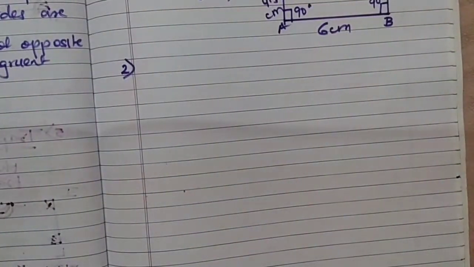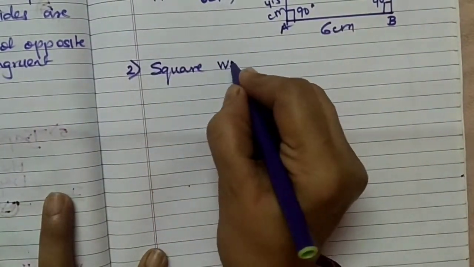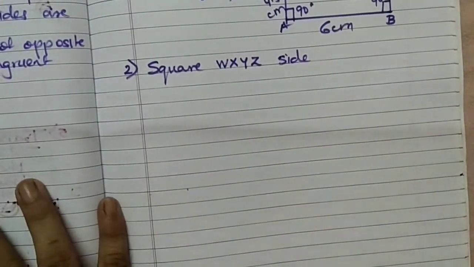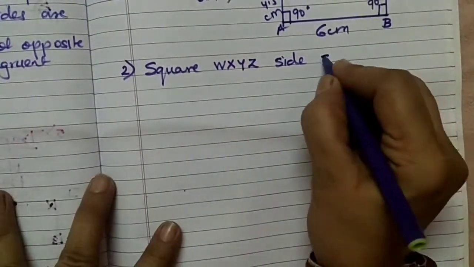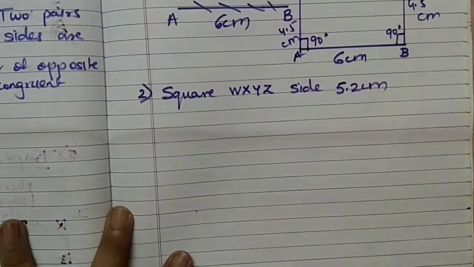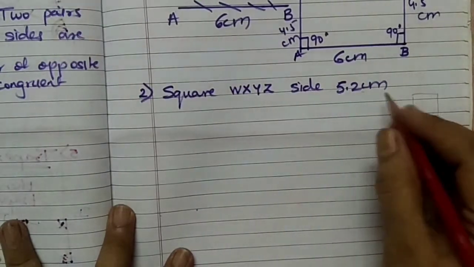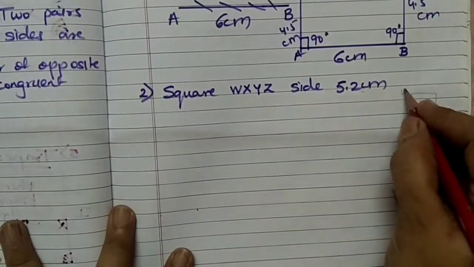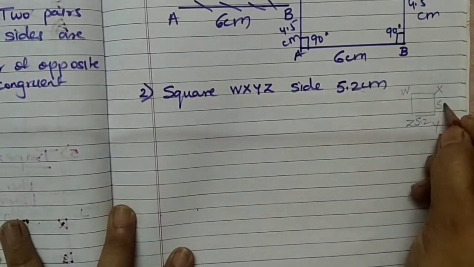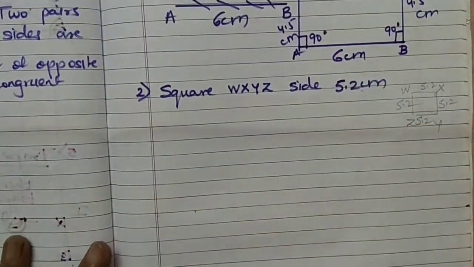Now we have to draw a square WXYZ. Side is 5.2 centimeter. Now for a square, like a rectangle, we have to do the rough diagram. Now here what is given? What is a square? WXYZ. This is 5.2. This will also be 5.2, this will also be 5.2, this will also be 5.2. So the construction will be quite similar to this.